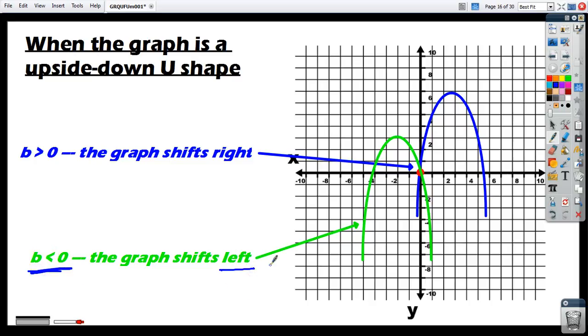Alright, so we've got two different sets of information for B. Keep track of that in your notes because that's probably one of the trickier parts to predicting what our graph would look like.